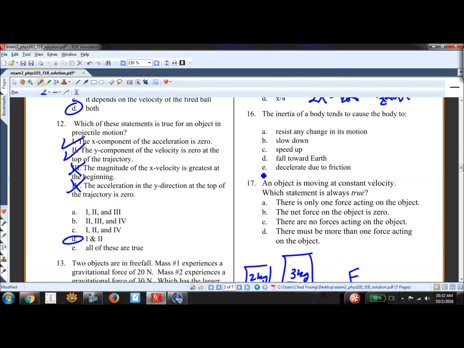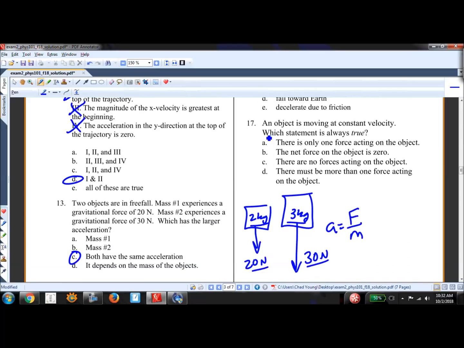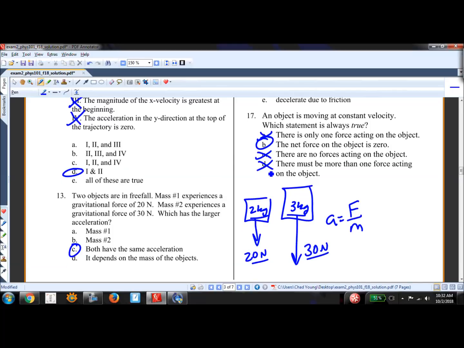The inertia of a body tends to cause the body to resist any change in its motion. That is the first law. An object is moving at constant velocity. Which statement is always true? There's only one force acting on the object. Not necessarily. The net force on the object is 0. Necessarily true, because if the net force wasn't 0, it would be moving at a constant acceleration. There are no forces, or there must be more than one force. Neither of those is necessarily true.